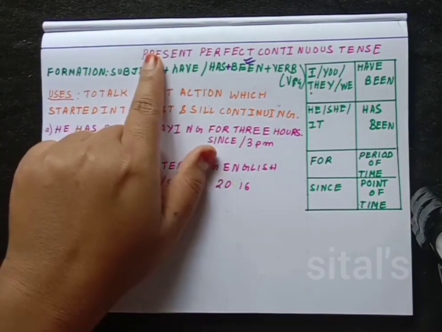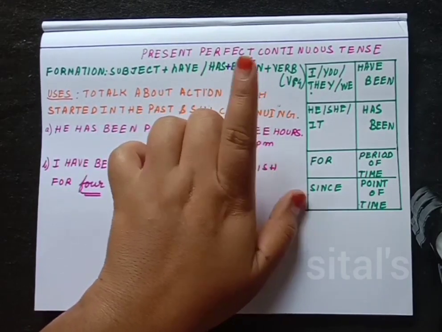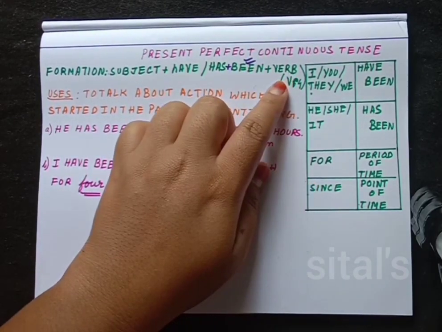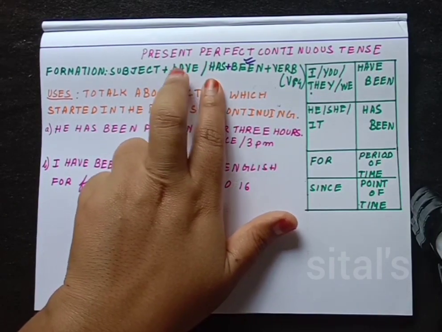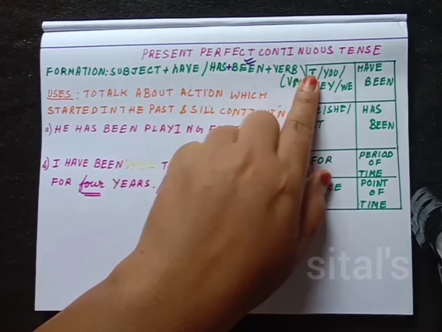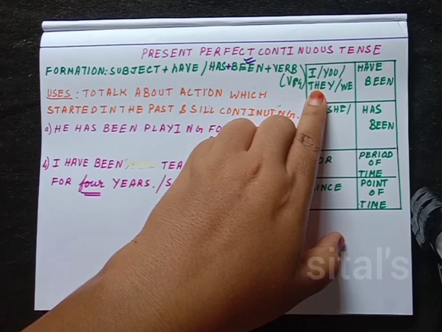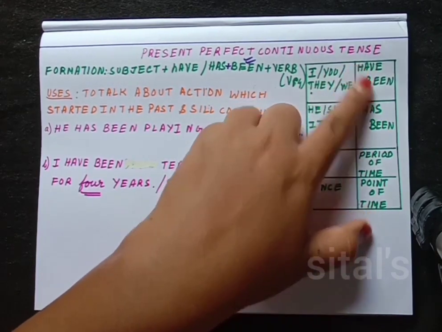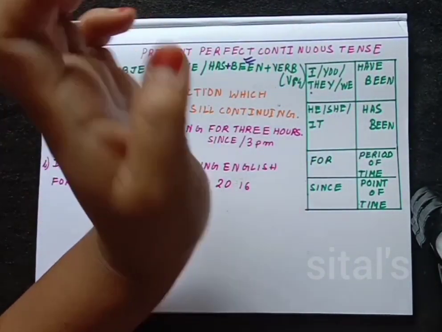Formation of present perfect continuous tense: subject plus have or has plus been plus fourth form of the verb. So fourth form of the verb is the ing form. When you add ing to the base form of the verb, we get the fourth form of the verb. Okay, so it's same. We have already discussed where to use have and has. With first person and second person we use have been. With plural pronouns and nouns we use have been. I have been, you have been, they have been, we have been, Ram, Hari, Jadu, Madhu have been.